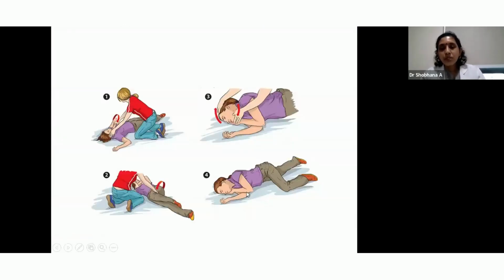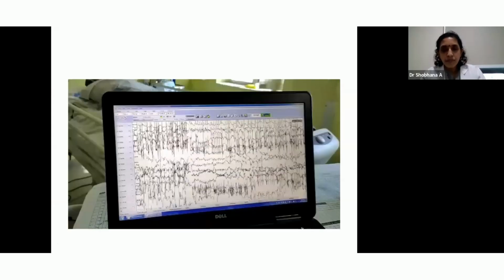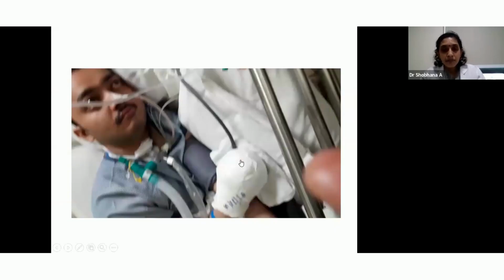This is just a picture, which you all know, of a recovery position, how to prevent aspiration in case of a convulsing patient. And this is the bedside continuous EEG which we have, and you can find that there is a lot of discharges on the monitor. That means the patient is having active convulsion.